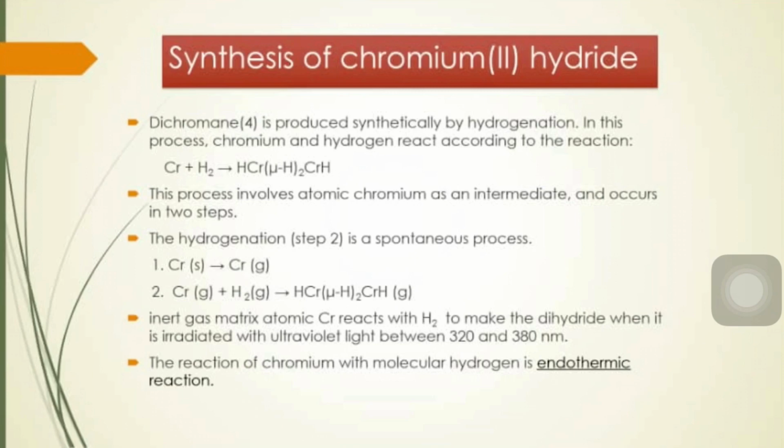In a gas matrix, atomic chromium reacts with hydrogen to make the dihydride when it is irradiated with ultraviolet light between 320 and 380 nanometer. The reaction of chromium with molecular hydrogen is an endothermic reaction.